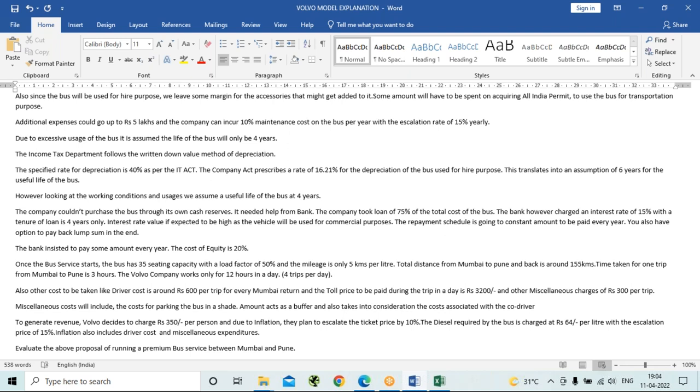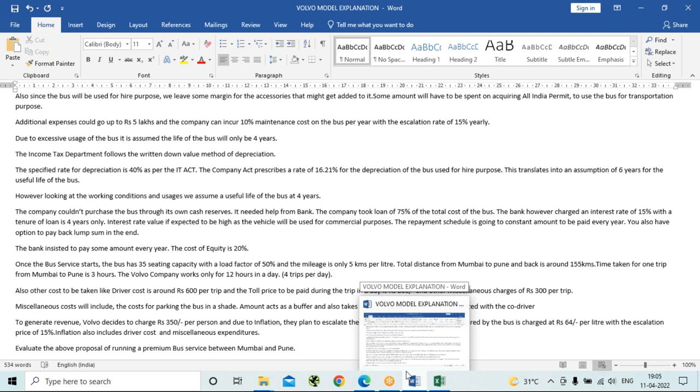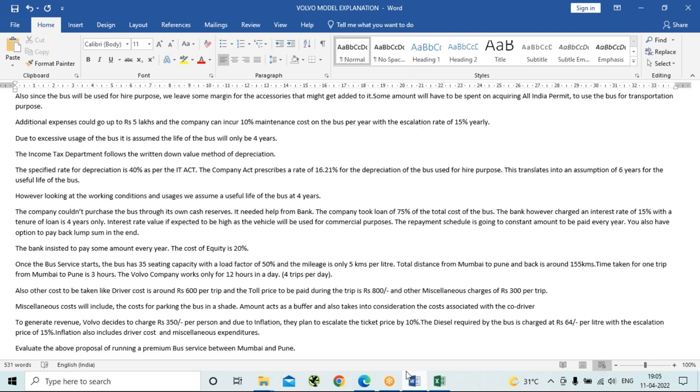For every Mumbai trip. So let me take out this. And the toll price to be paid per trip. Let me bring it as 800. And the miscellaneous charges, let me put it as 300 per trip. Okay, this is fine. So these are the small changes that have been redone.